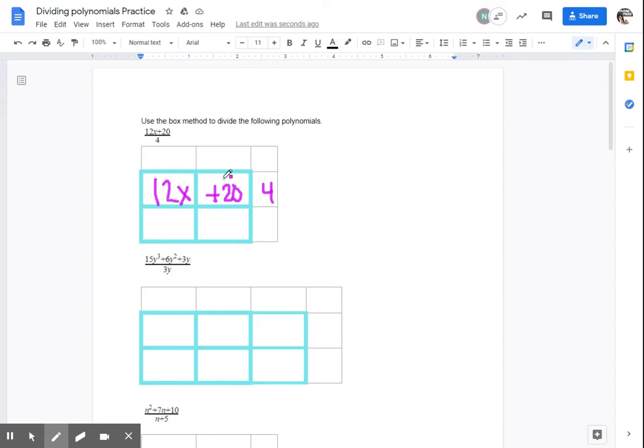So we don't need this part. Alright, we're dividing 12x by 4. That's 3x. And 20 by 4, that's a positive 5. So this up here is my answer.